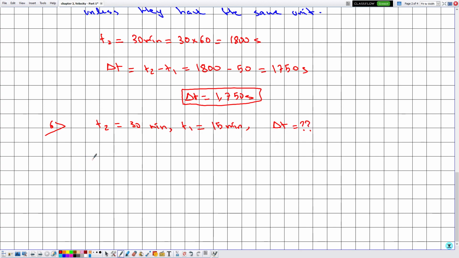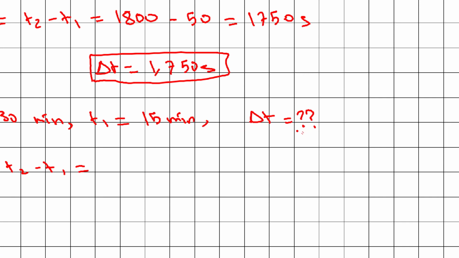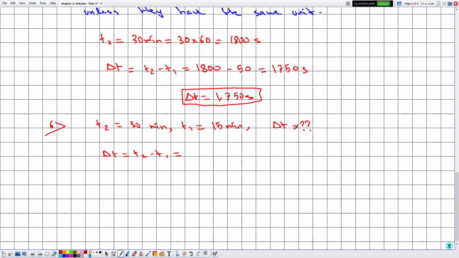So let's start by writing the formula of the duration. Delta t is equal to T2 minus T1. Since here they didn't specify the unit of delta t, we must calculate delta t in the SI, which is seconds. So let's convert T2 into seconds.